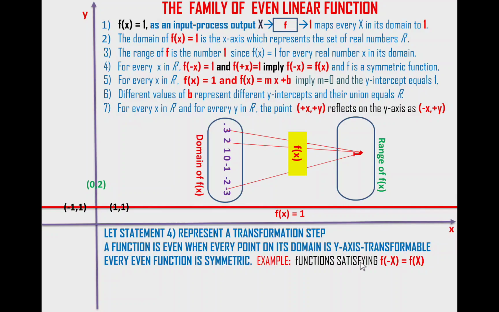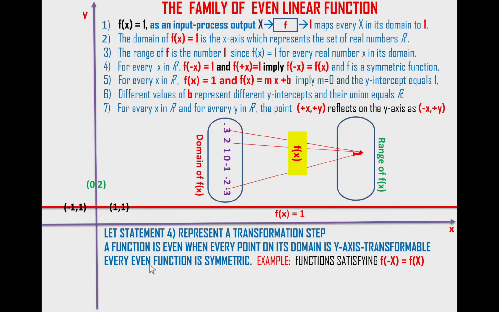So we're also giving an example for that: all the functions satisfying f of minus x equal to f of x. And this is the condition that checks whether or not a function is even. So if this condition is satisfied, the function is even. If the function is even, then it's transformable around the y-axis. That means the function is symmetric around the y-axis. So we can conclude that every function that's even is symmetric. But can we say every symmetric function is even?